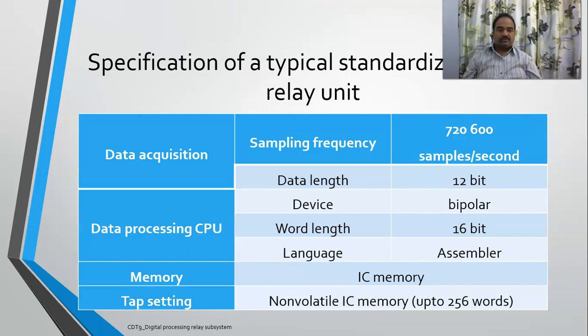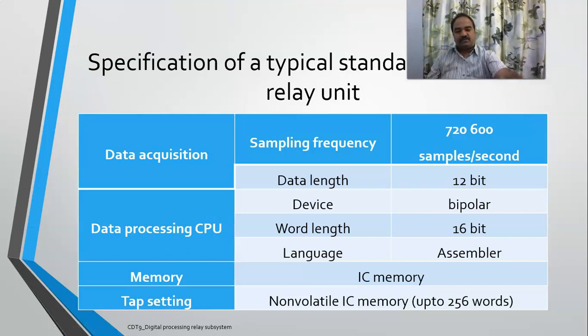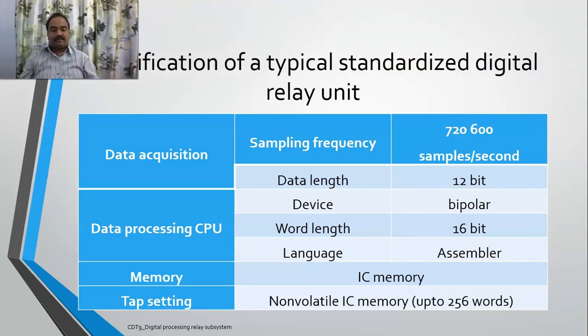Okay, coming to the typical standardized digital relay units, what the specifications are. You can see the minimum requirement of the CPU: it must be a bipolar one with a 16-bit minimum word length, and it must be capable of understanding assembler language. Coming to memory, it requires an IC memory, tap setting, non-volatile IC memory. So these are all the basic specifications. And the reference is here, the text which I have already mentioned in the class.